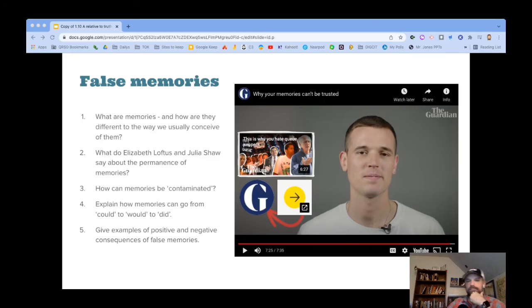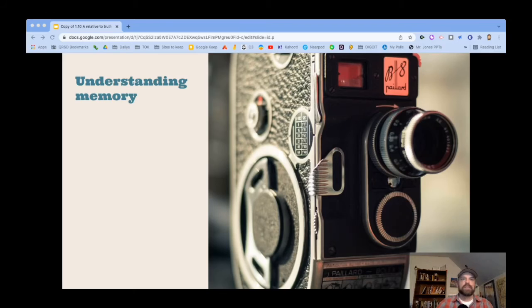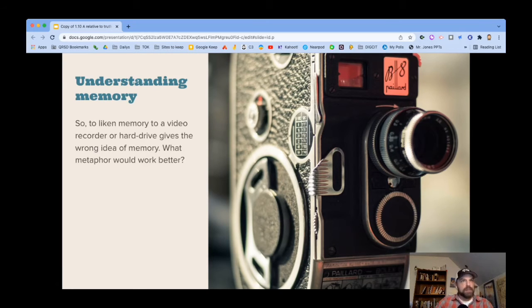All right, moving on, understanding memory. The lesson here wants you to make up your own metaphor for memory in a group. Obviously, that's not the case here, but we'll take a look at Loftus's understanding of memory. To liken memory to a video recorder or hard drive gives the wrong idea of a memory because it's not permanent, right? So, what would be a metaphor that would work better? Think of that in your head right now. Pause the video.